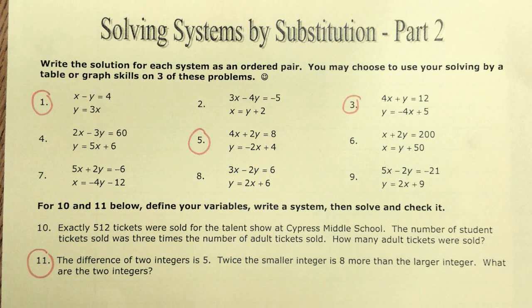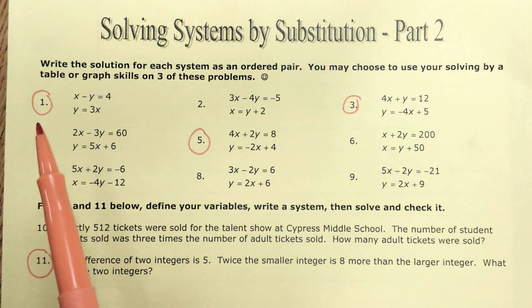All right, on today's episode of Homework Help, we're working on solving systems by substitution, part 2. We're going to do questions 1, 3, 5, and 11. So let's take a look at the first one, which is number 1.